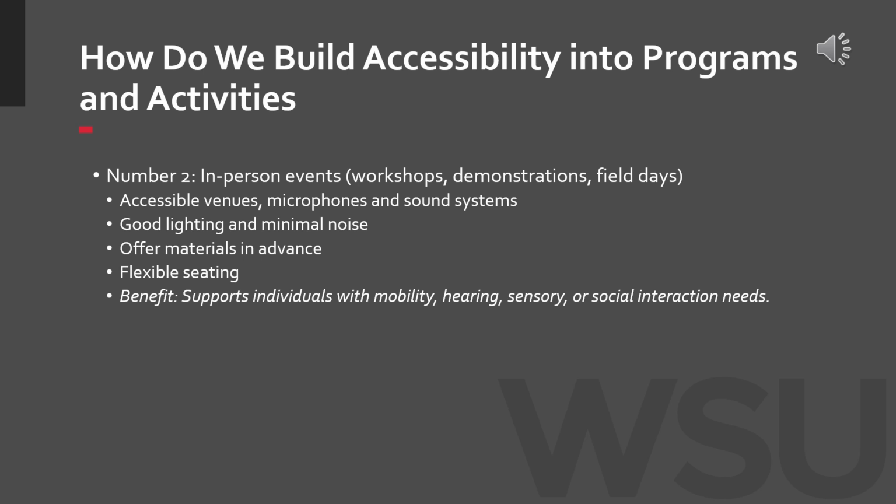Number 2, in-person events, such as workshops, demonstrations, and field days. Choose accessible venues with ramps, elevators, and accessible restrooms. Use microphones and sound systems, even for smaller groups. Ensure good lighting and minimal background noise.